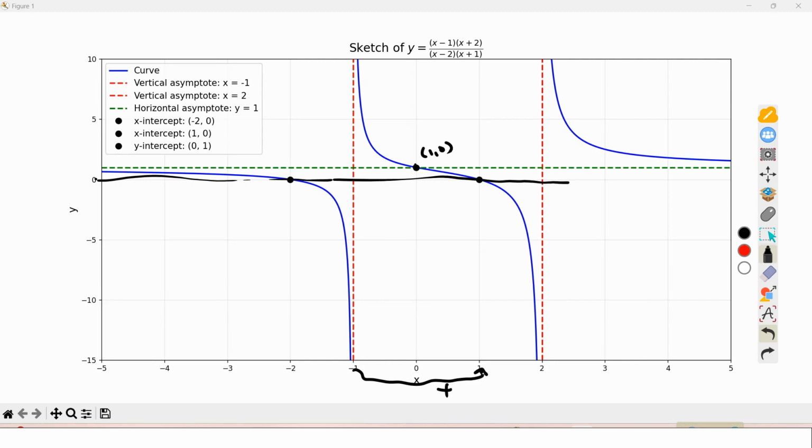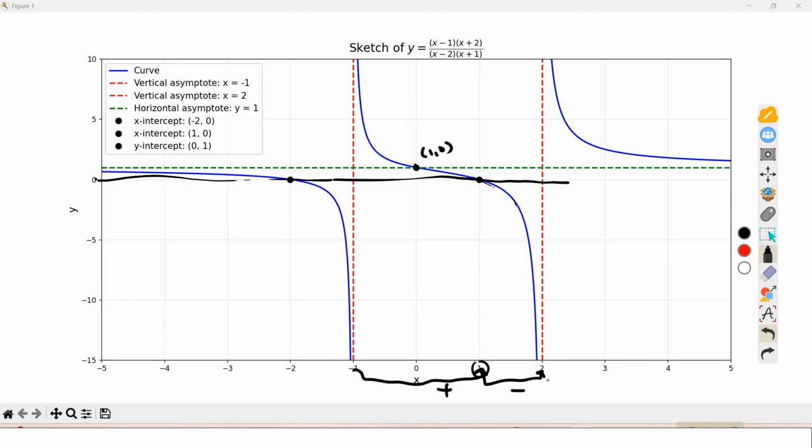Then the next region is between 1 and 2. Between 1 and 2, the curve is negative. So it passes through this point here, but here we have a vertical asymptote. As I said, a vertical asymptote can never be crossed by a curve. So it will move again in this region in the negative direction. So that's why our curve moves again in this direction, and it moves along this asymptote here. So that is the nature of our curve in this given region.